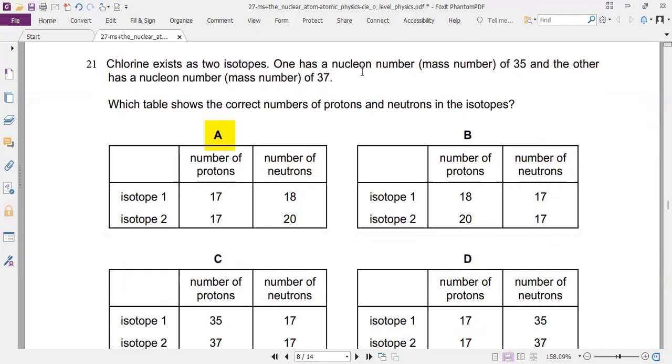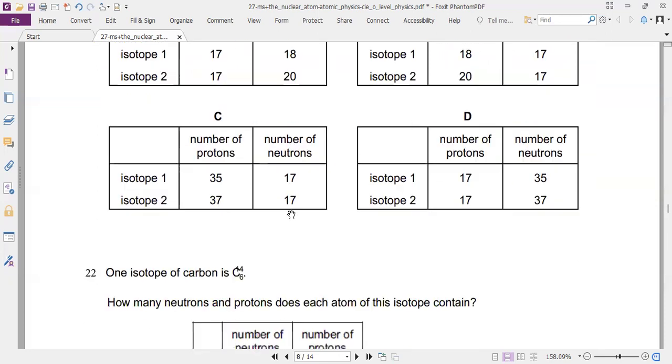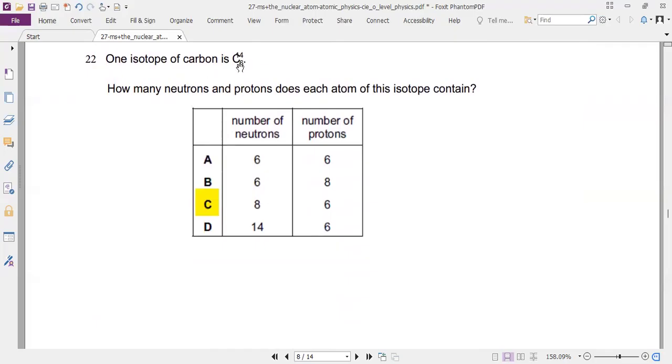Two isotopes of chlorine should both have the same number of protons. Why are the others wrong? Not same, not same, same, but look at the number of neutrons. This is not neutrons. These are the nucleons. C-14 has 8 neutrons. Top minus bottom gives you neutrons, and protons is the bottom number, 6.